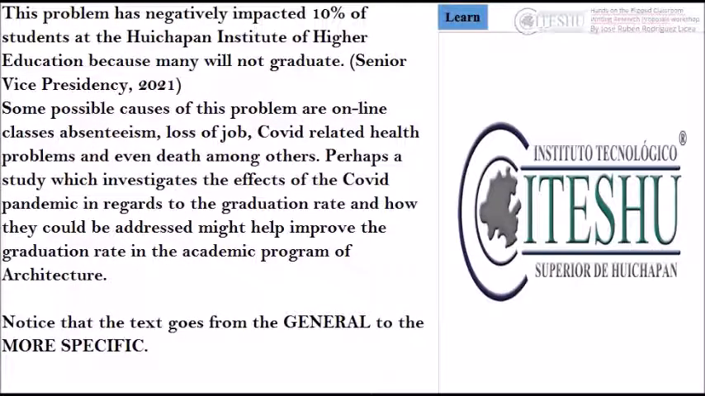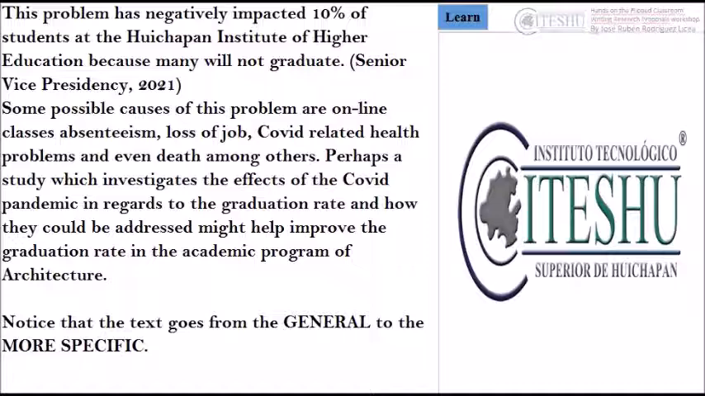This problem has negatively impacted 10% of students at the Huichapan Institute of Higher Education because many will not graduate. Senior Vice Presidency, 2021. Some possible causes of this problem are online classes, absenteeism, loss of job, COVID-related health problems, and even death, among others. Perhaps a study which investigates the effects of the COVID pandemic in regards to the graduation rate and how they could be addressed might help improve the graduation rate in the academic program of architecture.